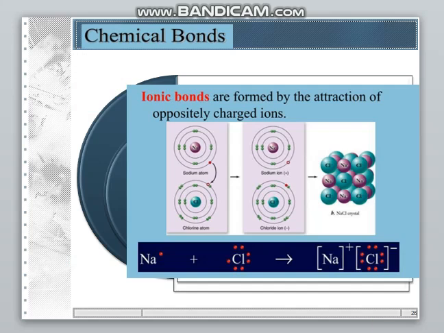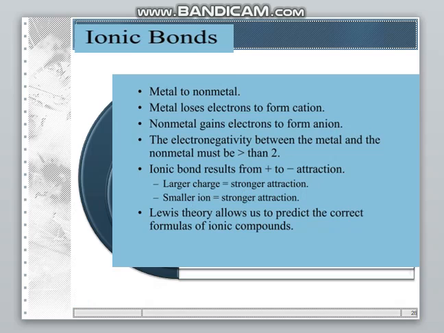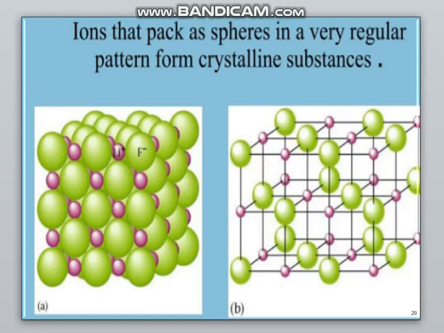An ionic bond is formed by the attraction between oppositely charged ions. This is the metal to non-metal transfer. Metal loses electrons to form the cation. Non-metal gains electrons and forms the anion. Metal and non-metal are held together by the ionic bond. Ions that pack as spheres in a very regular pattern form crystalline substances.